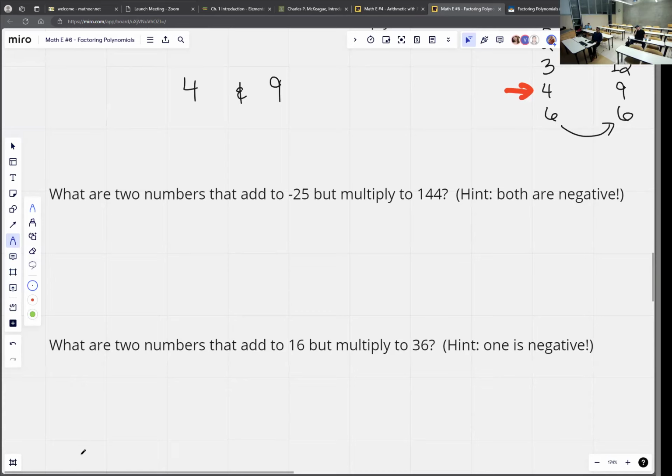Since they add to something negative, at least one of them has to be negative. Since they multiply to something positive, then they both have to be negative. So this is a -1 and a -144. That obviously doesn't work. -2, -72. No, that doesn't add to -25. What else might work?